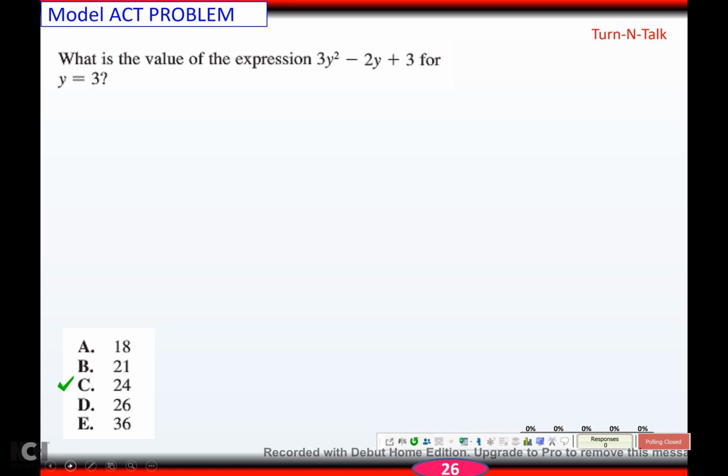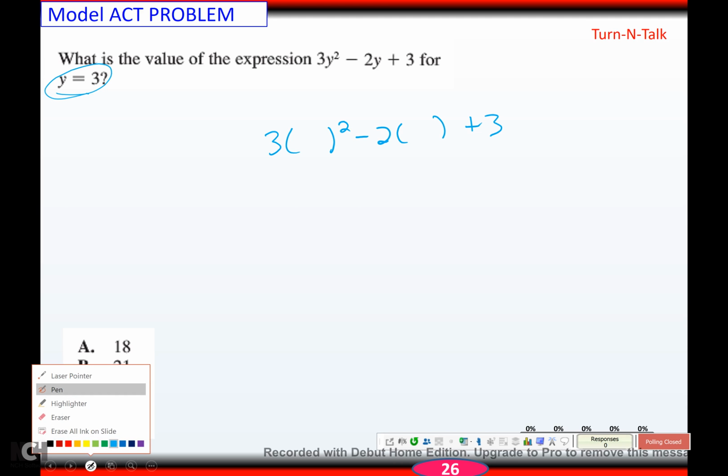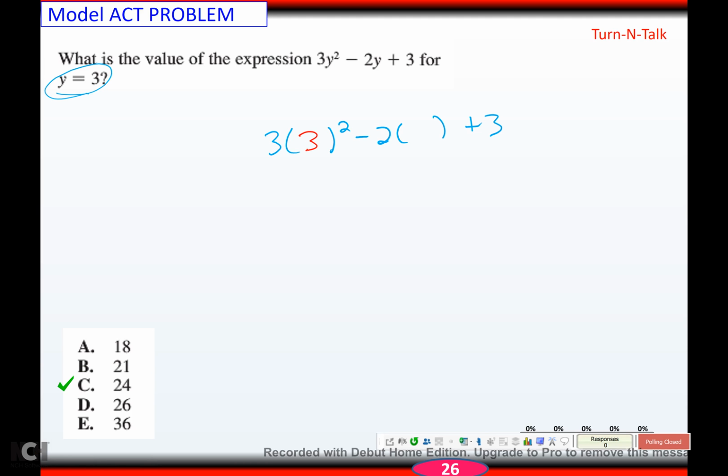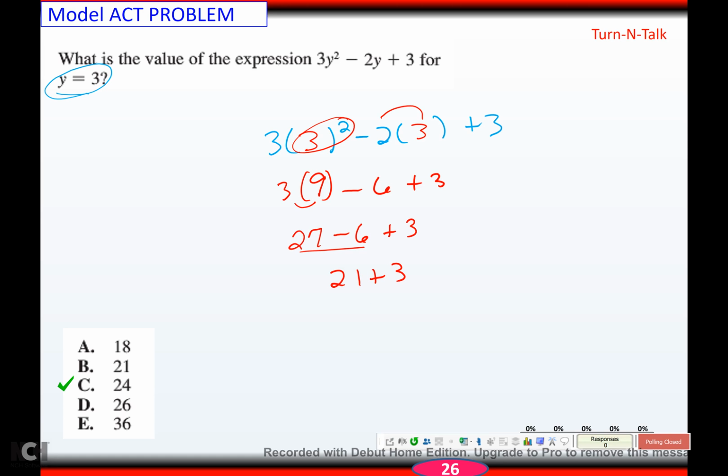And you get C. What is the value of the expression for y equal 3? They're telling you to take out the y's and replace them with 3. And then simplify. Well, you got to square first, which is 9. Distribute is negative 6. Plus 3 comes down. Distribute, that's 27. Minus 6 is 21. Plus 3 is 24.